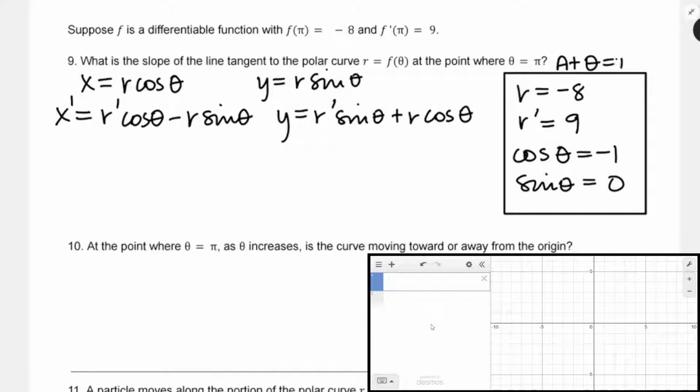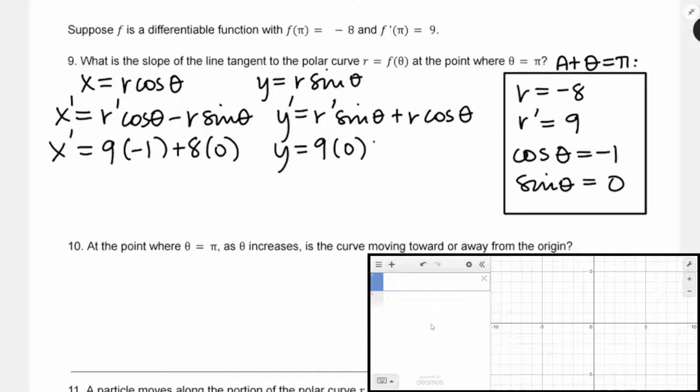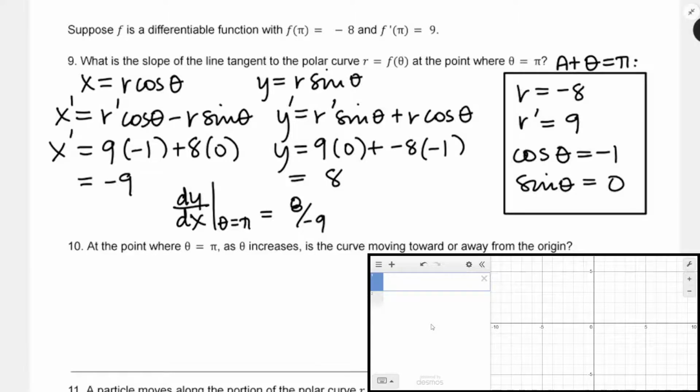So now I'm just going to plug in the stuff and say x prime is equal to 9 times -1 minus -8 times 0, and y prime is r prime times sine theta plus r times cosine theta. And so I've got -9 over here and +8 over there. And so dy/dx at theta equals pi would be 8 over -9. I like that problem type.